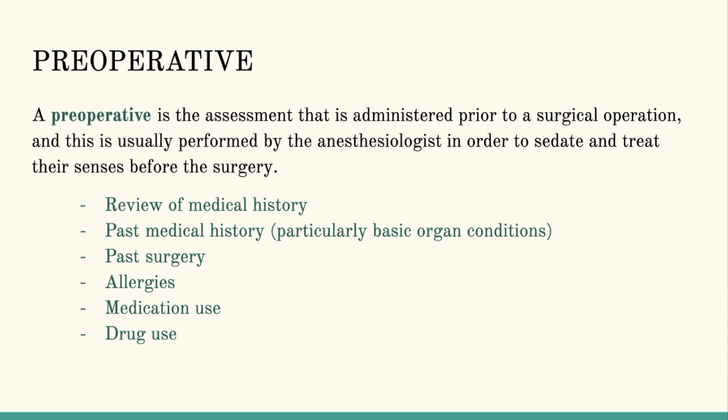A preoperative first starts with a review of medical history, and then a review of past medical history. This usually contains basic organ conditions of the patient that may or may not have any diseases that are in line. Then they look over past surgery that has been done to the patient, any allergies that the patient might have, medication use, and drug use.